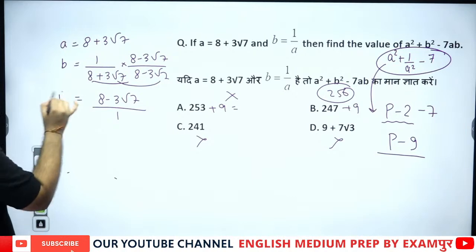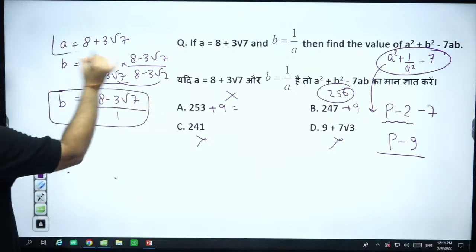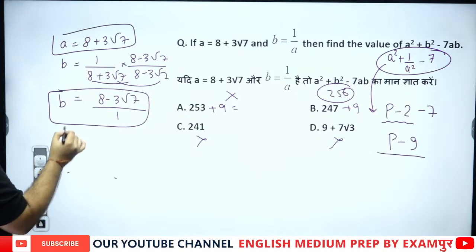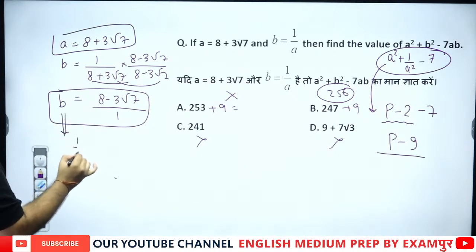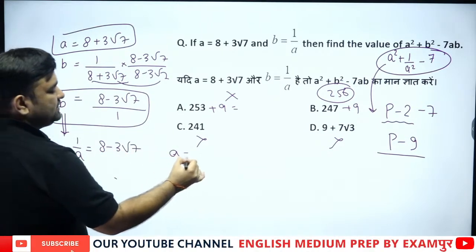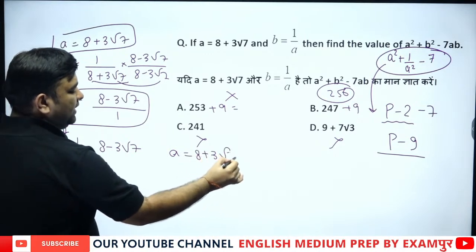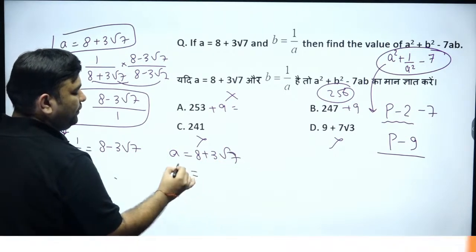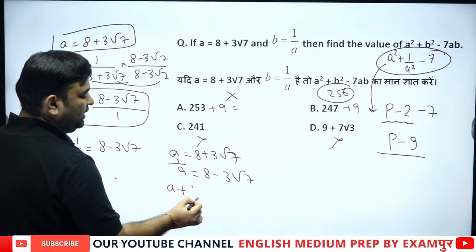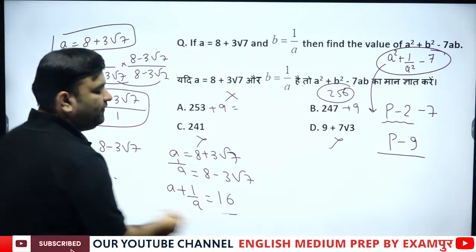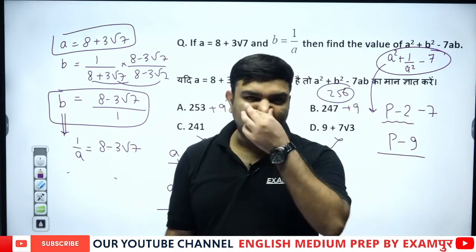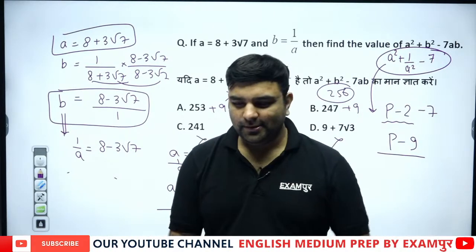So B is just the conjugate of it. Or you can say B can be written as 1 upon A as well. So 1 upon A is 8 minus 3 root 7. If A is 8 plus 3 root 7 and 1 upon A is 8 minus 3 root 7, then A plus 1 upon A is 16. If A plus 1 upon A is known, what else do we want?